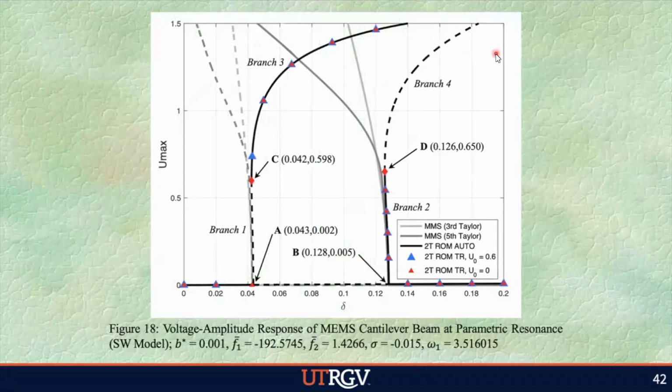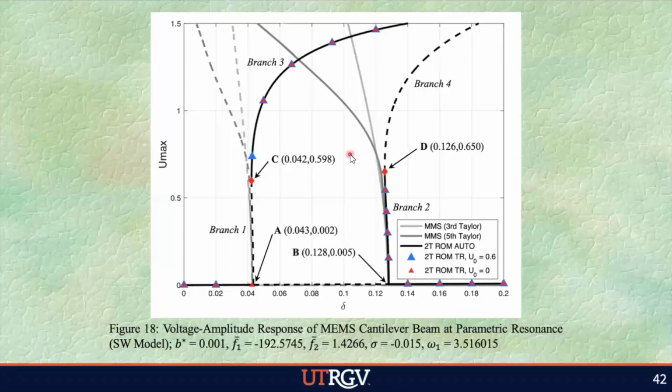This figure shows the voltage amplitude response for the SOLIDWORKS model at parametric resonance. In the x-axis, we have the dimensionless voltage parameter delta versus Umax. Again, we see how MMS and auto match for small amplitudes, then slowly start to diverge above amplitudes of 0.5. The MMS branches bend towards lower voltages, while the auto branches bend towards higher voltages.